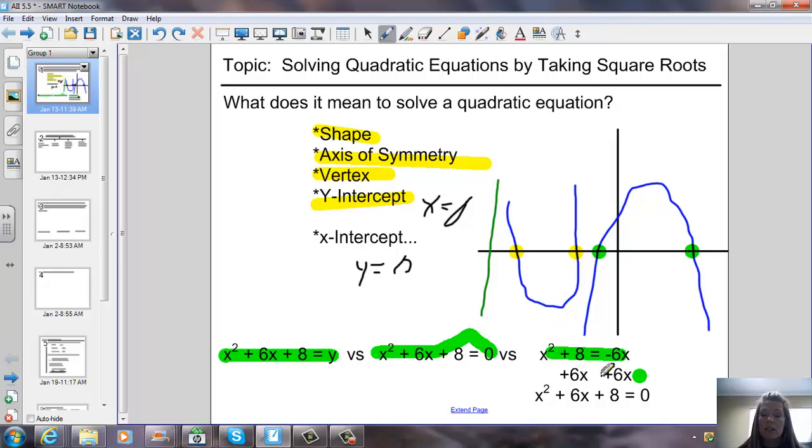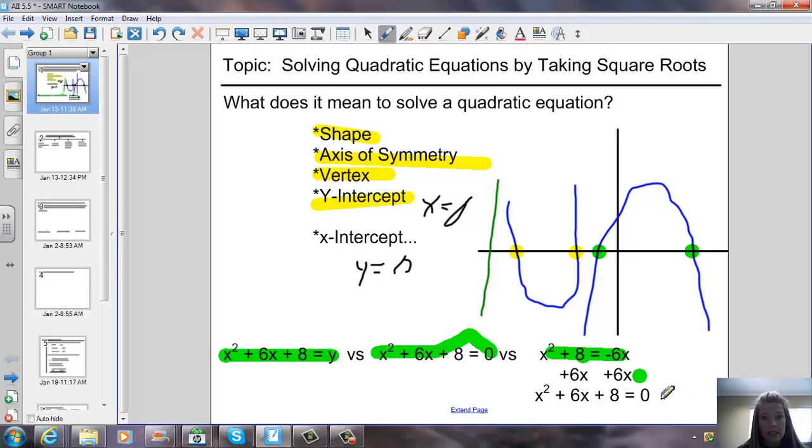Remember, because of our commutative property, I am able to add the 6x anywhere along in here. I can put it wherever I want. I cannot combine it with the x squared because they are not like terms. Similarly, I cannot combine it with the 8. Again, not like terms. They do not all have the same variable part. So adding the 6x in, I come up with x squared plus 6x plus 8 equals 0.